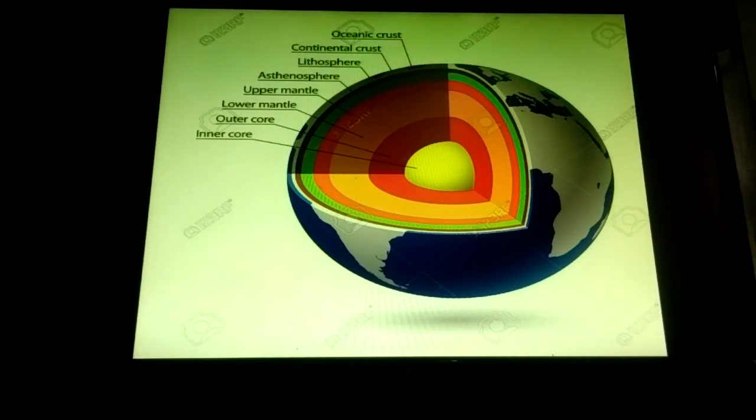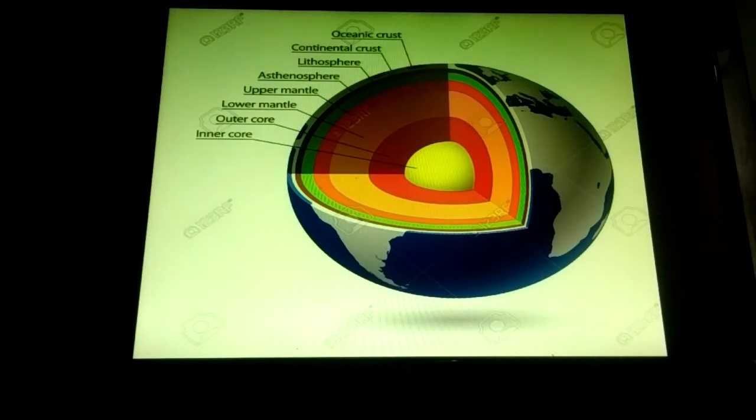Okay, the outer core is in a liquid state and the inner core is in a solid state. The central core has very high temperature and pressure.